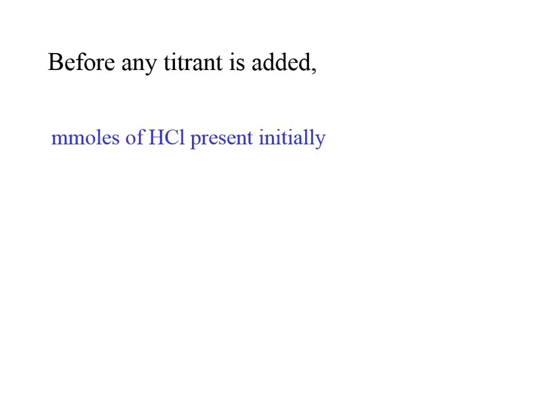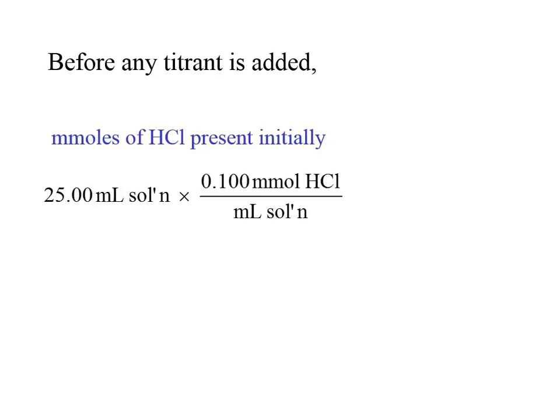Millimoles of HCl in your 25 milliliter aliquot would look like this: 25 milliliters times the molarity of the HCl, 0.100 millimoles per 1 milliliter. So your millimoles is 2.50 millimoles of HCl. That's what you had to titrate in the first place.